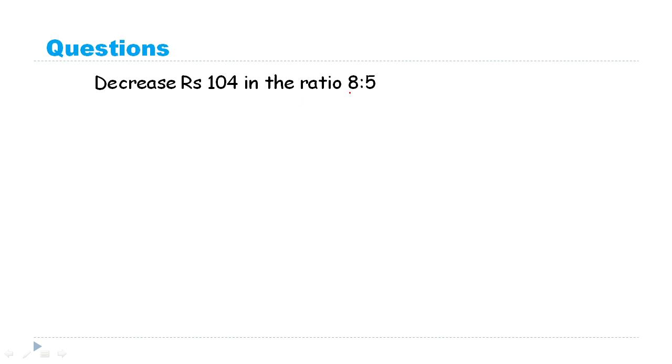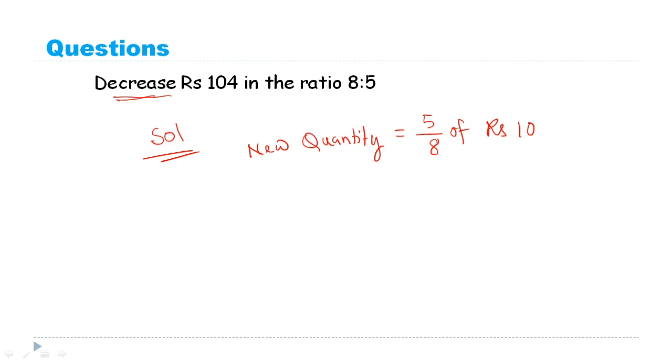Decrease rupees 104 in the ratio 8:5. No matter whether it is given as increase or decrease, you don't need to focus on that part. Simply, check what you will do. Solution: new quantity, it is y. The ratio is 8:5, so we will write 5/8, the reciprocal. In the reverse way, we will write 5:8 of rupees 104.